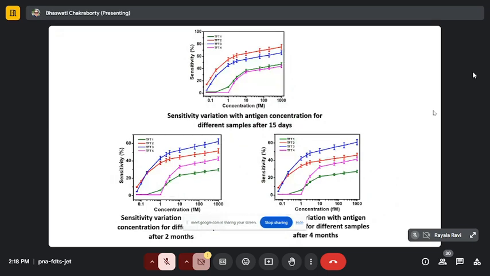Now we have also studied the reliability of this particular biosensor. What we see is that if we preserve our sensing devices for up to 15 days, they can still provide the good sensitivity which was present beforehand.